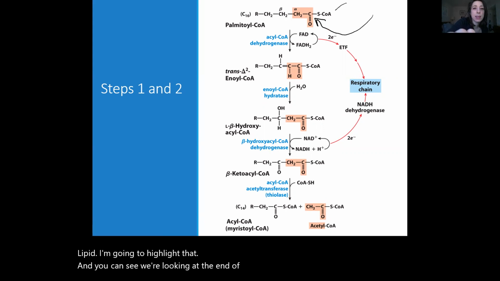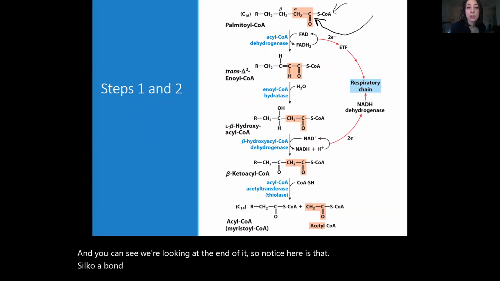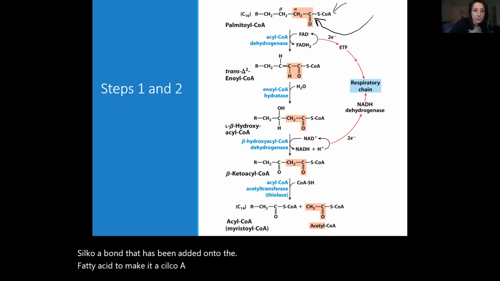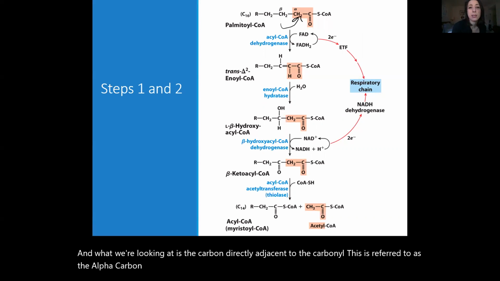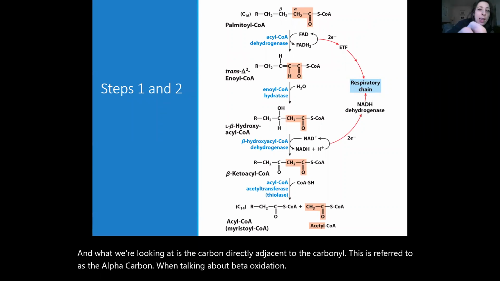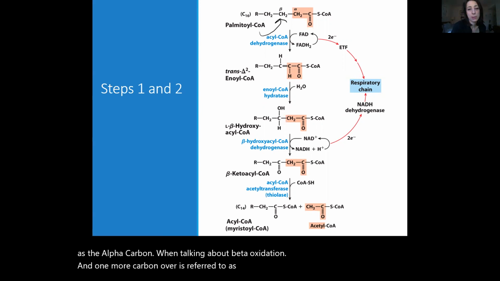So notice here is that thiol-CoA bond that has been added onto the fatty acid to make it an acyl-CoA group. And what we're looking at is the carbon directly adjacent to the carbonyl. This is referred to as the alpha carbon when talking about beta oxidation. And one more carbon over is referred to as the beta carbon.